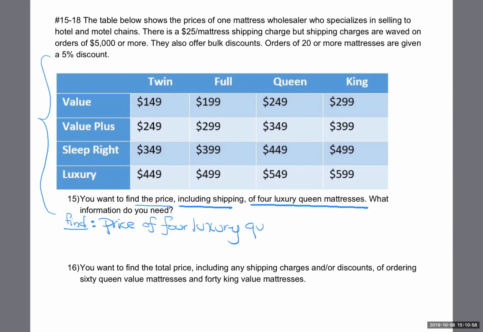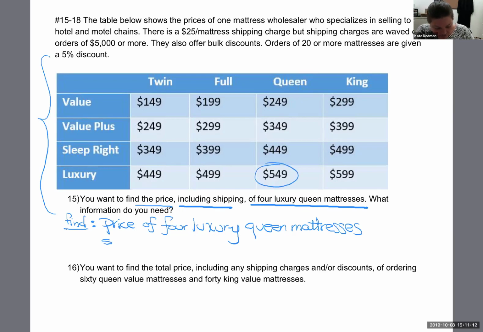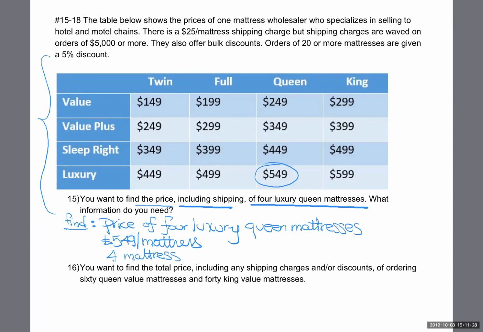$249, $349, $449, $549. That's a lot of prices of mattresses. What kind are we buying? Luxury queen mattresses. So which price? $549. Okay, so I need to know that it's $549 per mattress, plus how many you're getting. So I'm getting 4 mattresses, plus shipping for all 4. Plus I need to know the price of shipping for all 4.